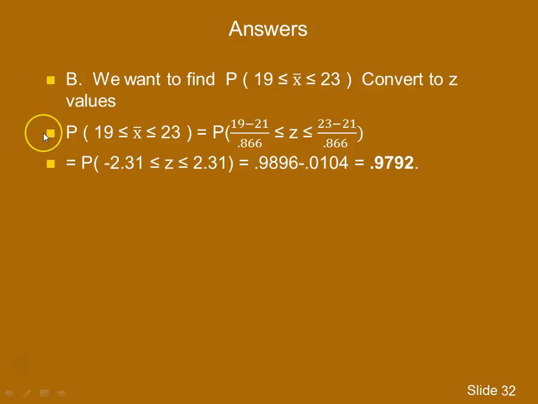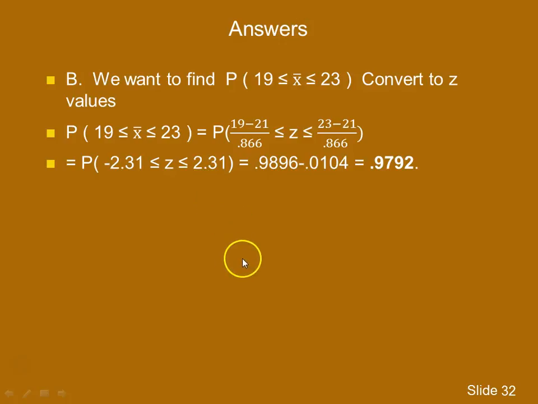So we want the probability that 19 is less than x bar is less than 23. You convert those to z-values in the following way. Take 19 minus the mean of 21 over the standard deviation of 0.866. Take 23 minus 21 over the standard deviation of 0.866, and you will get z-values of plus or minus 2.31.